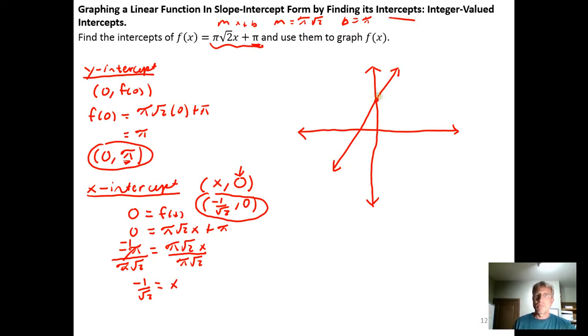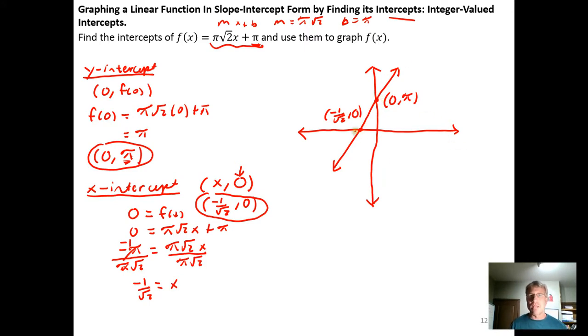This intercept here happens when x is 0. My output is pi. And this intercept right here happened when x was negative 1 over the square root of 2. And the output to the function was 0. I'm not doing decimal approximations for these. I don't need tick marks. You just get a ballpark picture and make sure you label your intercepts.